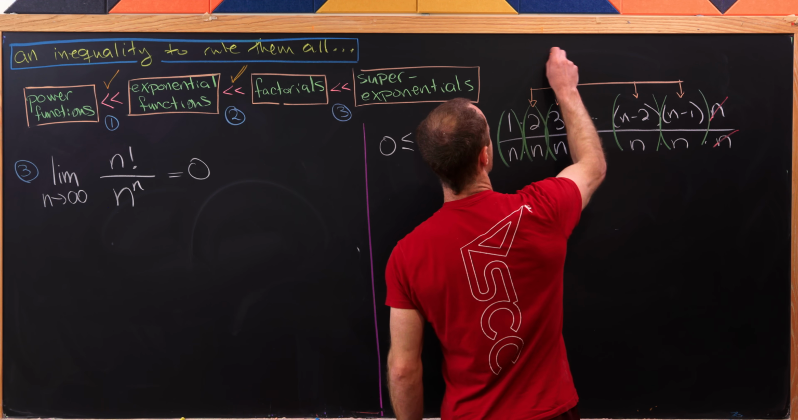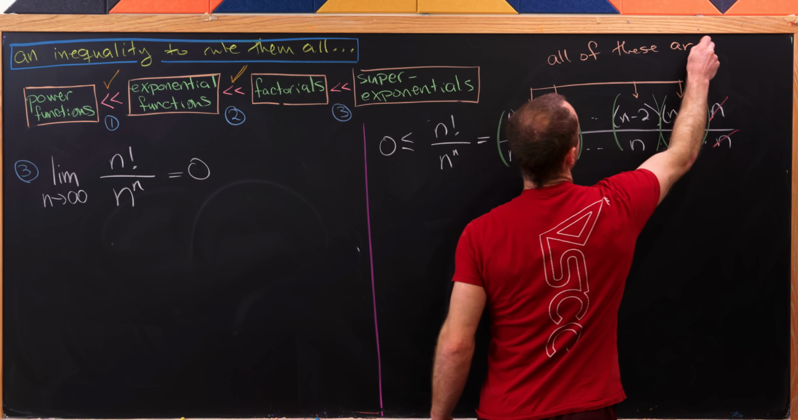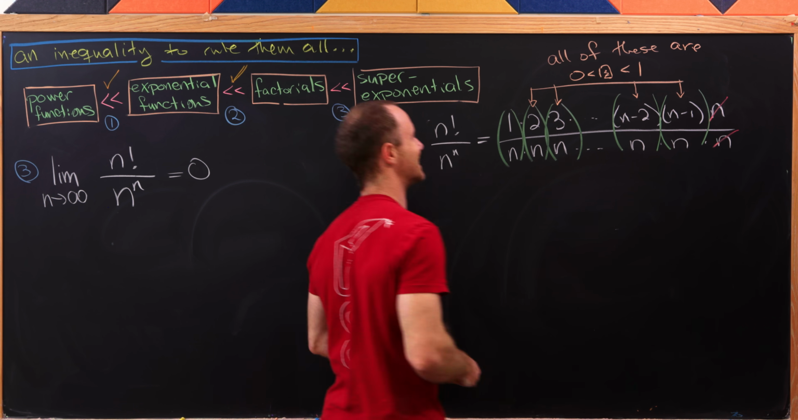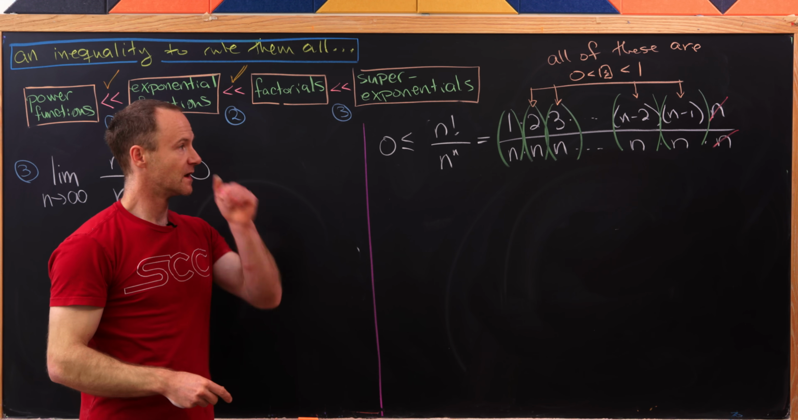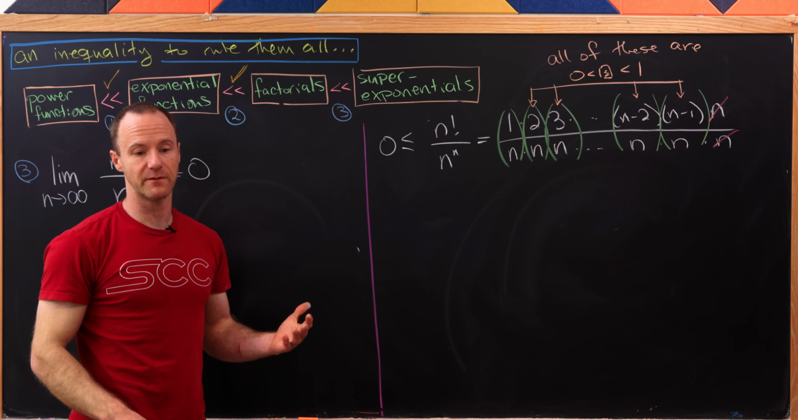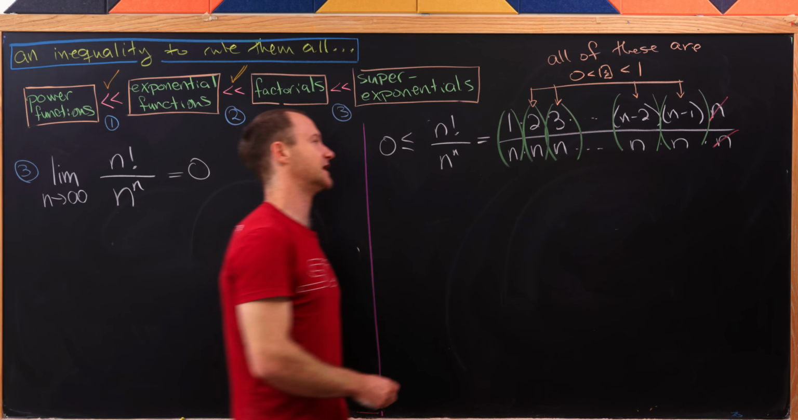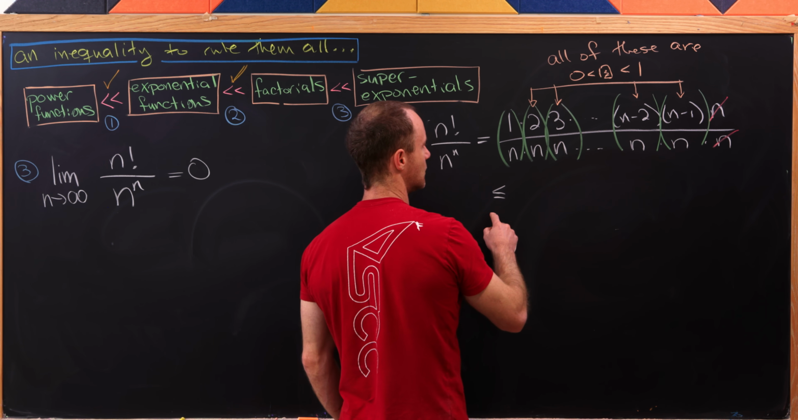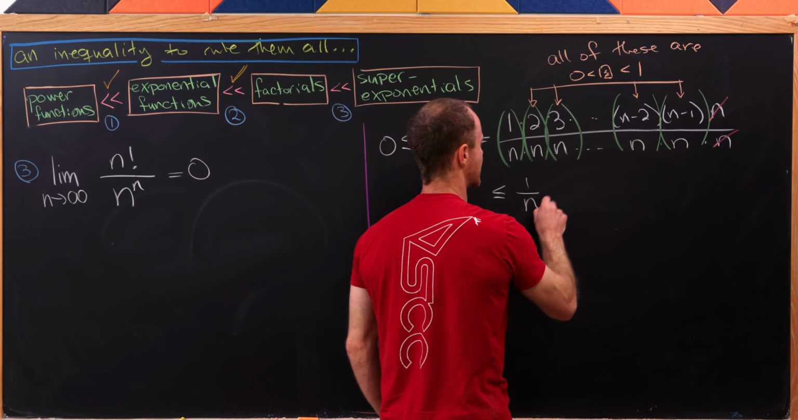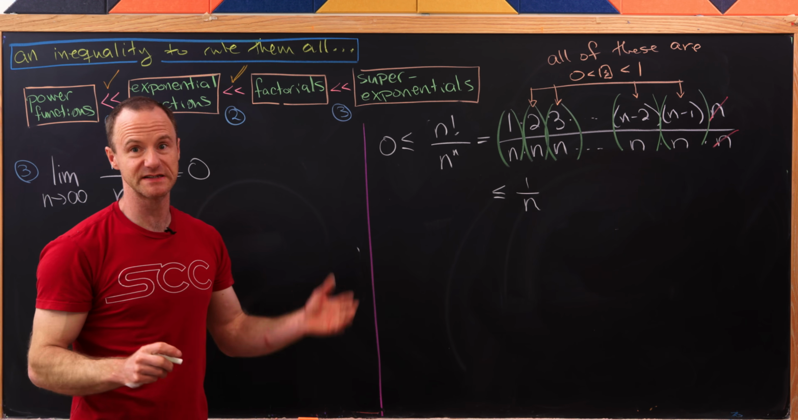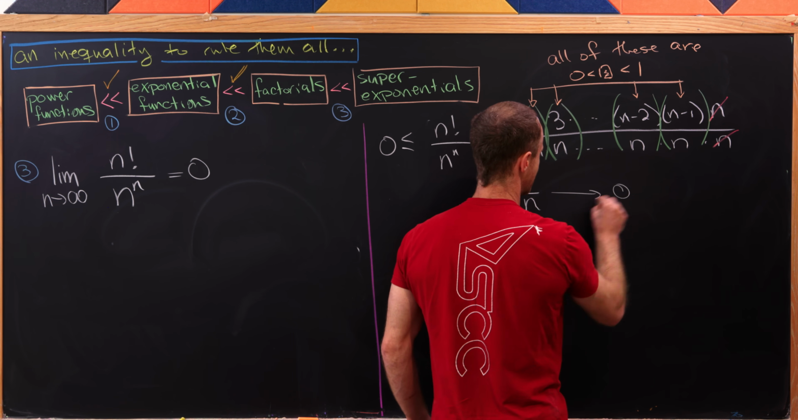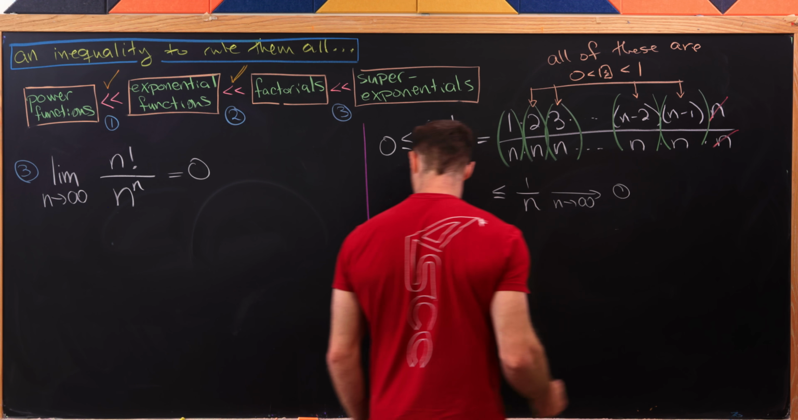So let's write this out. So all of these are, well, let's be careful about it. They're between 0 and 1. So if we just replace all of them with the number 1, we build an inequality. So this is going to be less than or equal to, well, what's left over? This 1 over n here. I just replaced everything else with 1. But that very clearly has a limit of 0 as n goes to infinity.